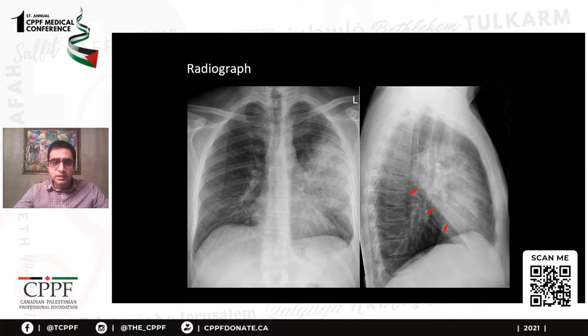As you can see, there are a number of findings here. First, we have a hazy opacity in the left mid lung. It silhouettes the left heart border. And we see a very clear demarcation posteriorly on the lateral radiograph. So the upper border is hazy, the anterior border is hazy, but the posterior border is very, very clear. So what we just looked at was consolidation of the left upper lobe.